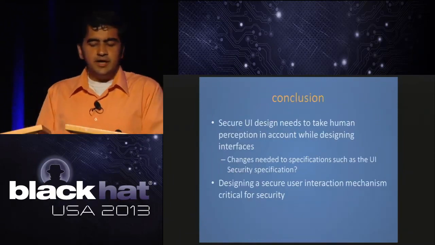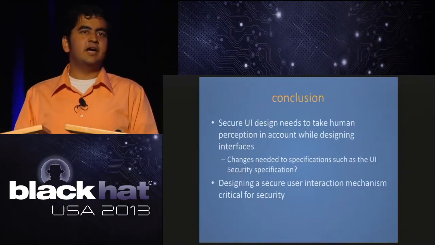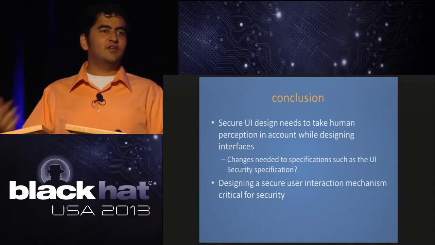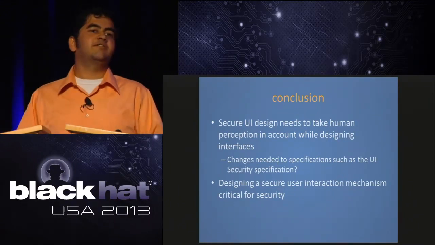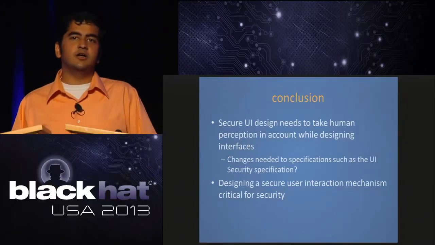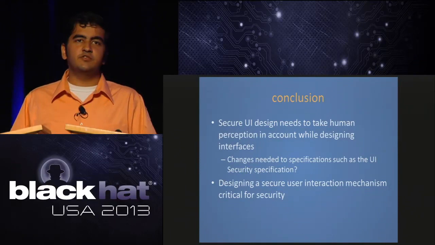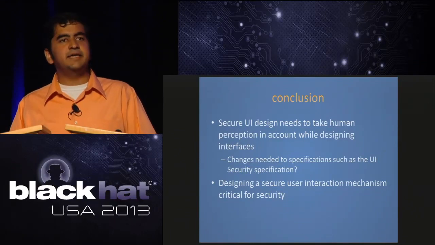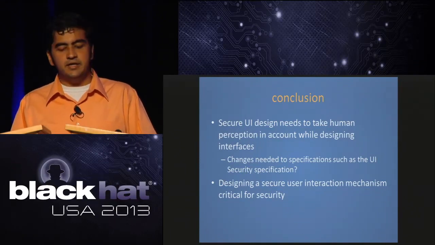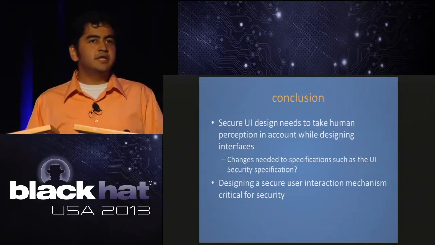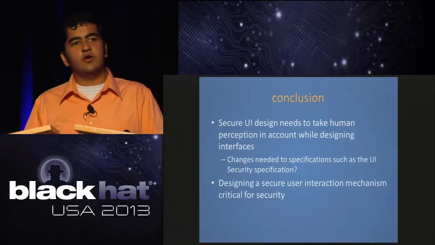And so in conclusion, secure UI design till now has worked with this model of: if this sensitive button is fully visible for some amount of time, we are safe. That is not a good enough model, according to me. We need to really start taking human perception and limitations of human perception into account while designing secure user interfaces. Possibly some changes are needed to the UI security specification, or maybe just the fact that the specification is not a panacea and it's not going to solve all our problems.